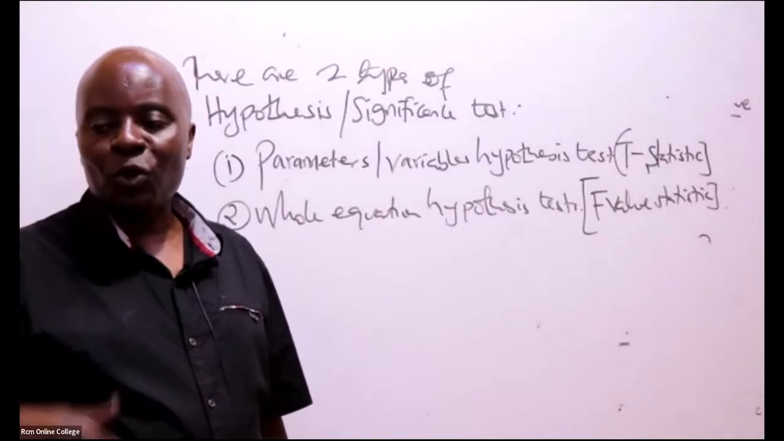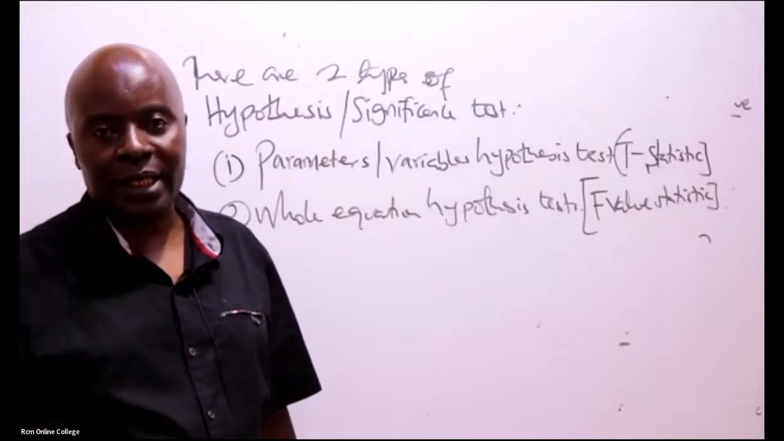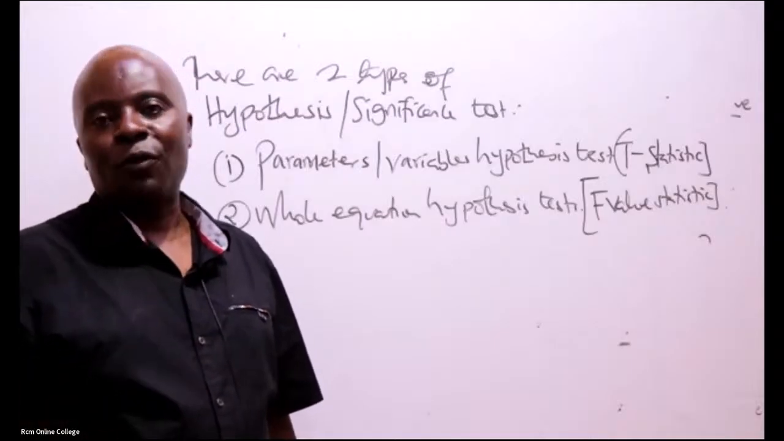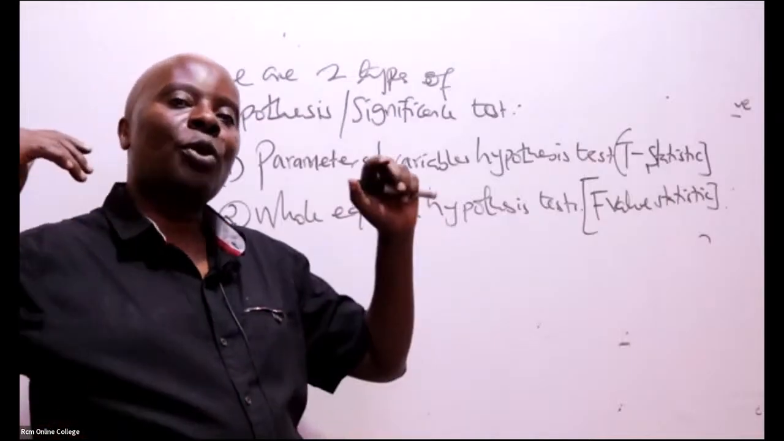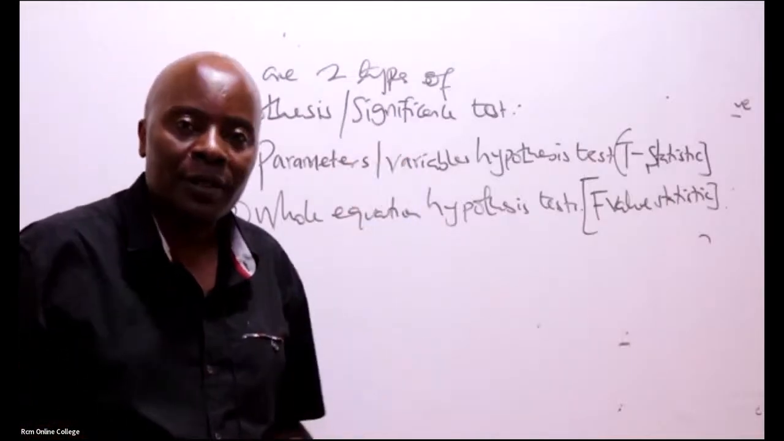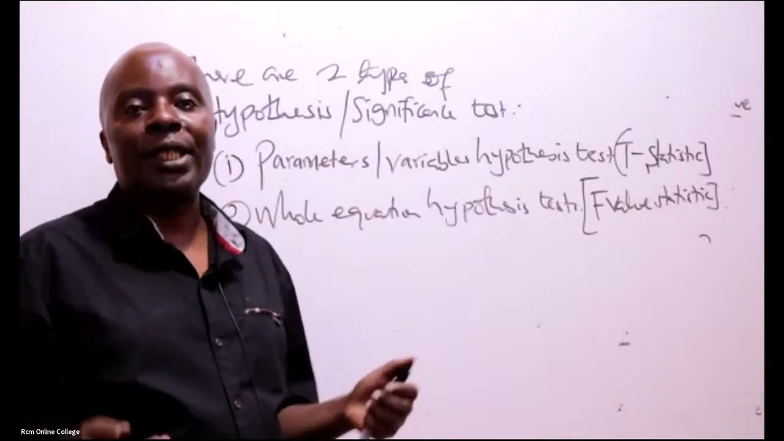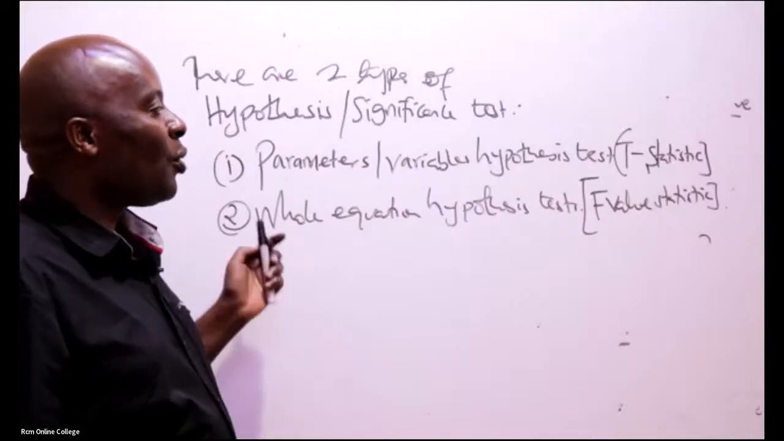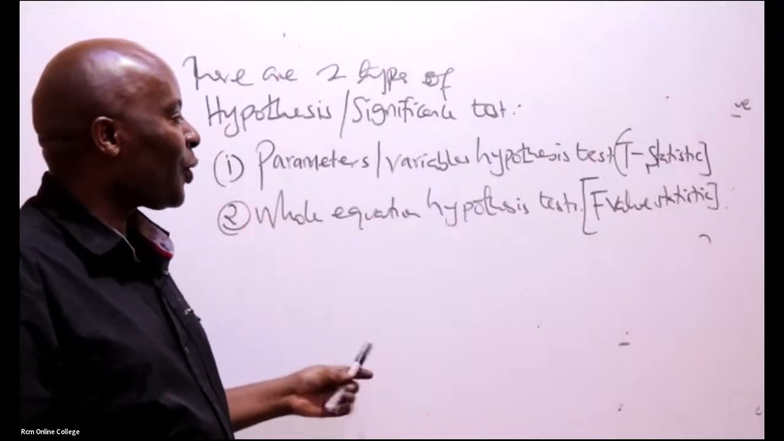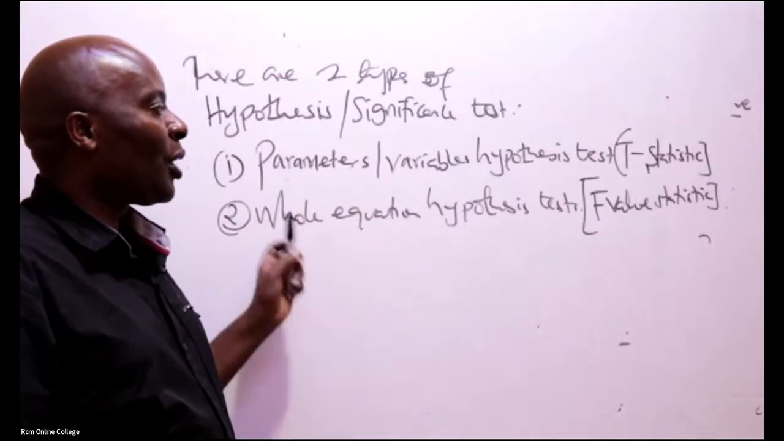So we have two types of hypotheses. Of course, the claim here is that our regression equation is working very, very well. But you see, that is just a hypothesis. So there are two types of hypothesis tests. We have what we call the parameters hypothesis and the whole equation hypothesis.